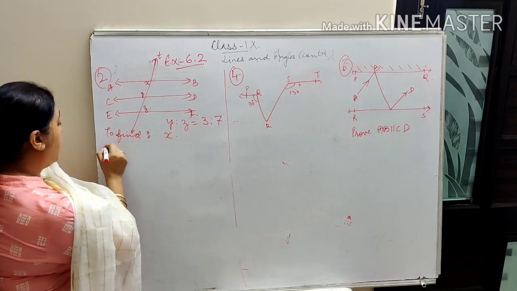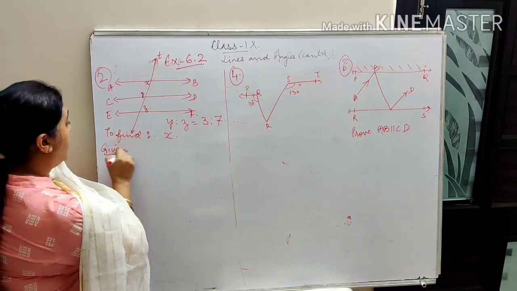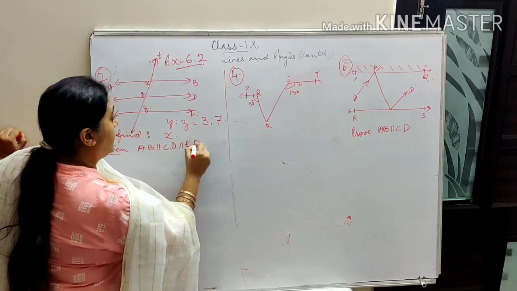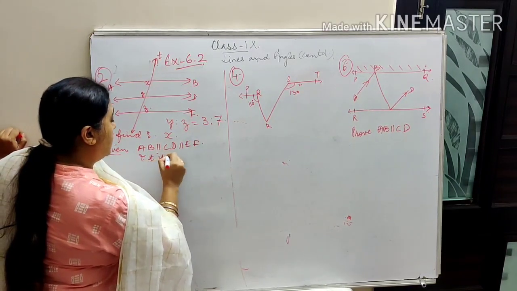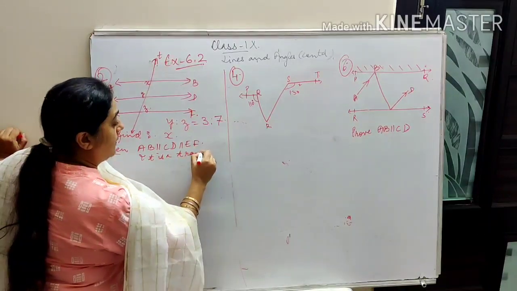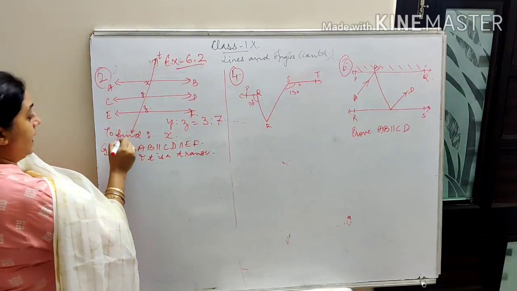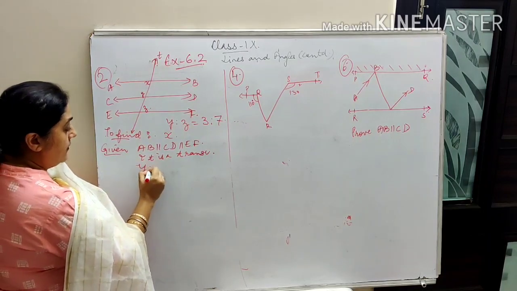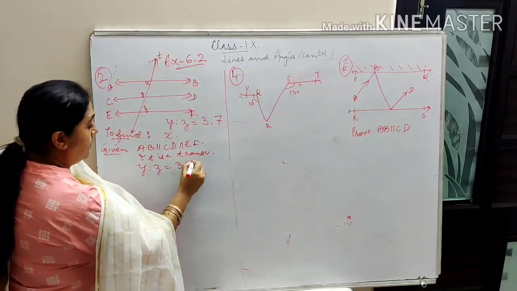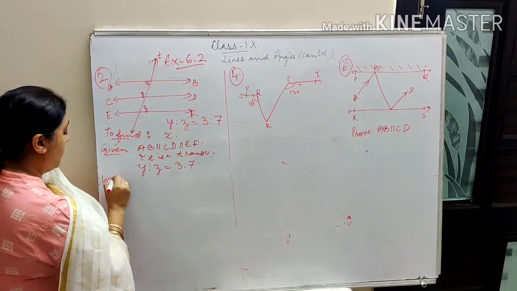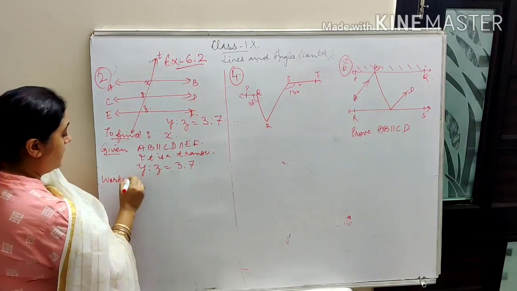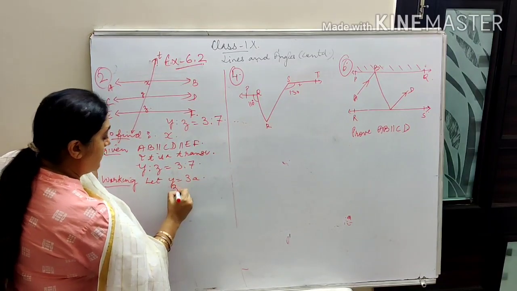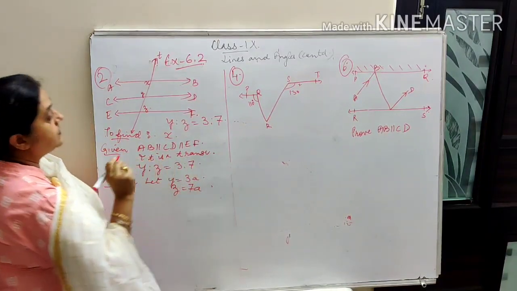What is given? You will write here given. Given is AB parallel to CD parallel to EF and T is a transversal. You will write everything. Right? Now to find, I have already written, that is X. And one more thing is given, y is to z is equal to 3 is to 7. Now working, please check it out. Let y is equal to 3a because the ratio is given, z is equal to 7a.